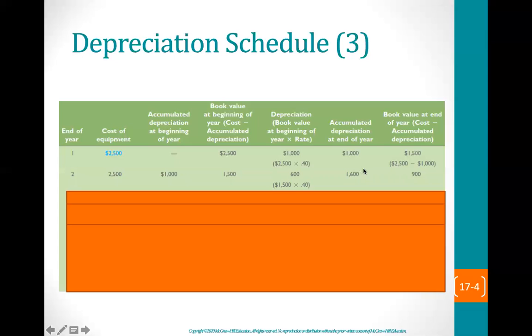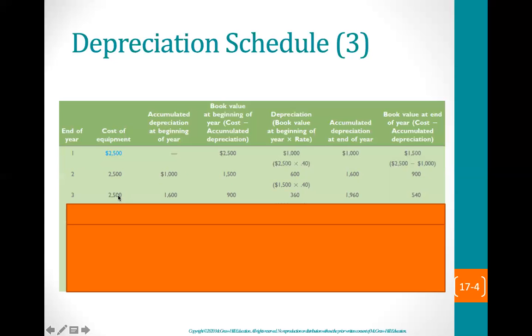Your accumulated depreciation at the end of year 2 is your beginning accumulated depreciation plus your depreciation expense for the year. Your book value at the end of year 2 is your cost of $2,500 less your accumulated depreciation at the end of the year of $1,600. That gives you a book value of $900.